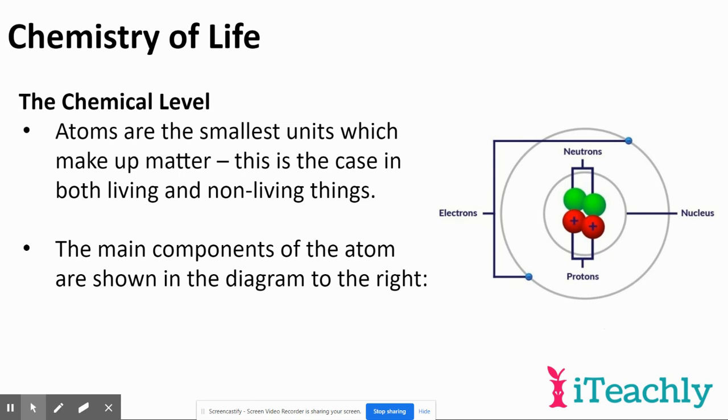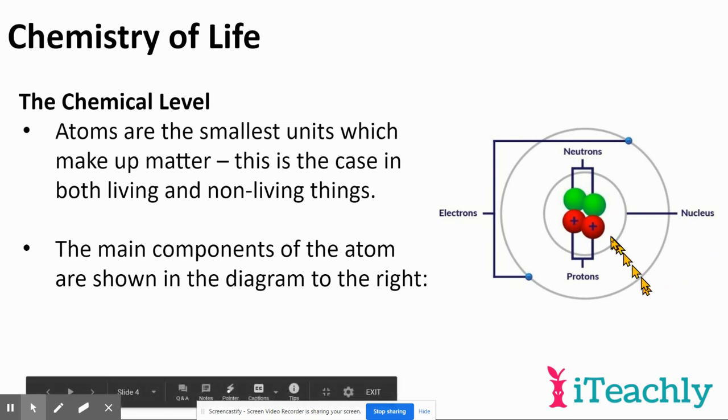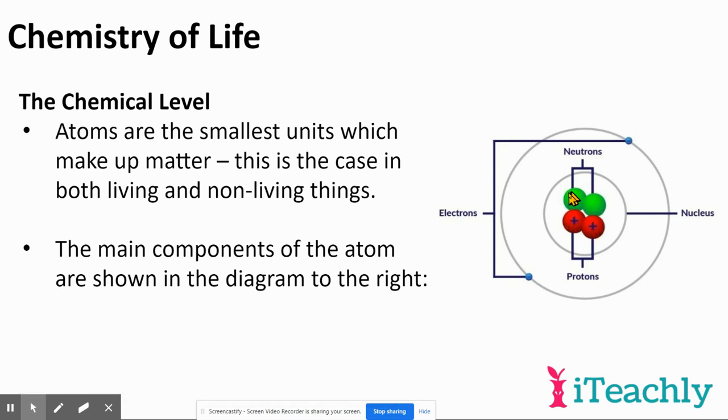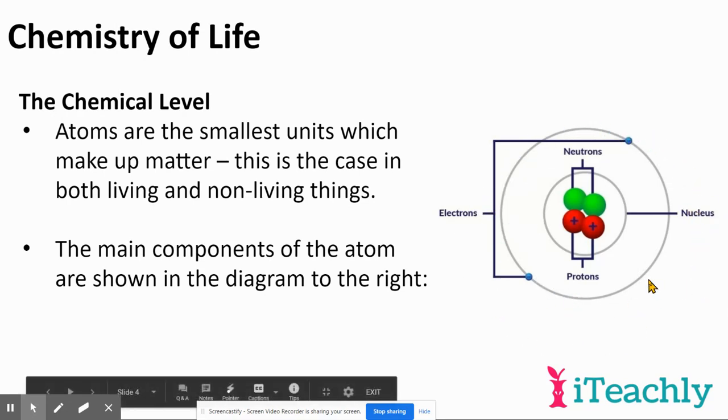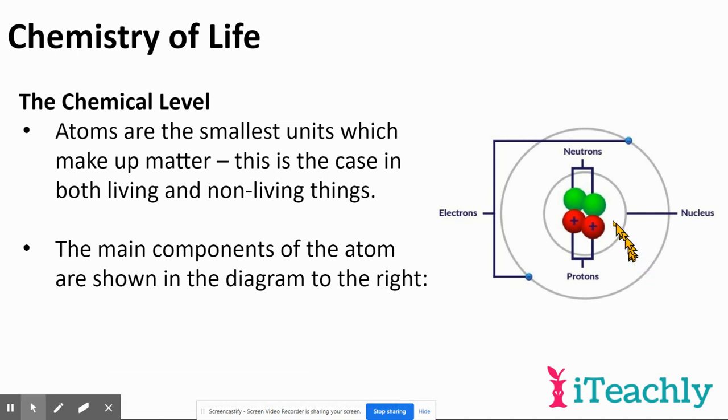Basically, atoms are made up of 3 types of particles or units: the protons, the neutrons, and the electrons. The neutrons and the protons are found in the nucleus. The protons have a positive charge. Neutrons are neutral. And then you have electrons that orbit around the outside of the nucleus. The electrons are generally much smaller than the protons and the neutrons. The atomic weight is really the protons and the neutrons. The electrons are extremely small, but the electrons do orbit.